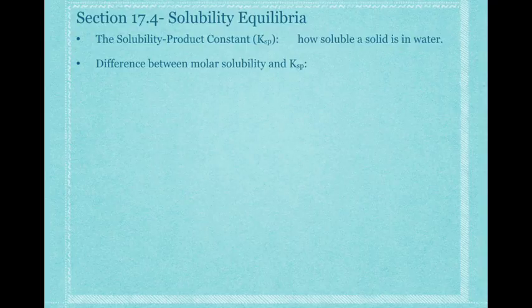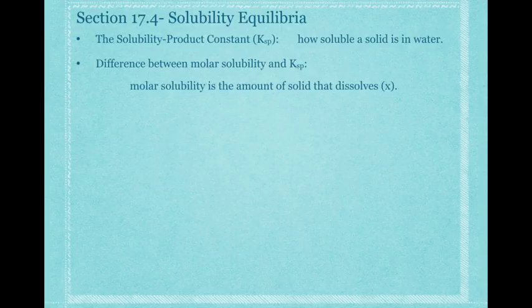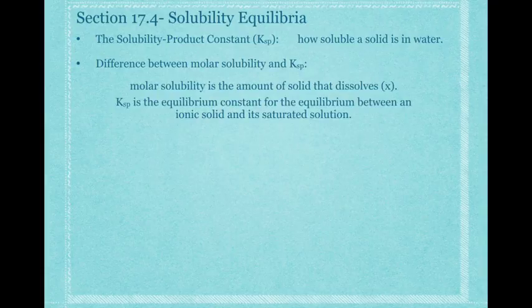The first is molar solubility, and then Ksp. Your molar solubility is the amount of solid that dissolves, and so that's going to be your x. In previous equilibrium problems where we subtracted by x or added by x, here we call that the molar solubility because that tells you how much of the solid is going to dissolve. Your Ksp, your solubility constant, is the equilibrium constant for the equilibrium between your ionic solid and your saturated solution. So that's just your equilibrium constant, while molar solubility is the change in concentration, or the change in the amount of solid you have.